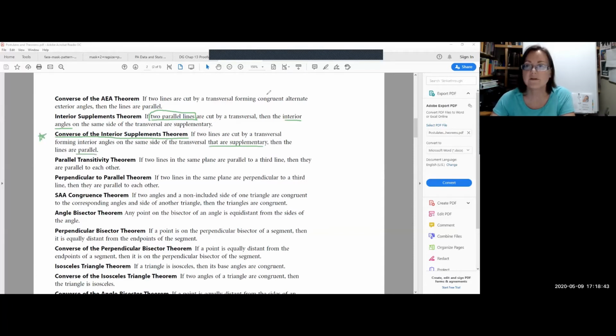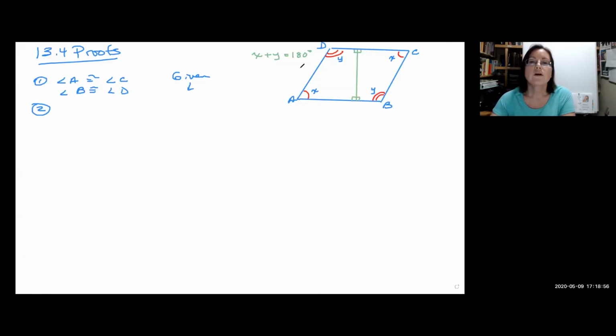This is one we haven't used very much, if at all, up to this point. So it's really going to be more about using this with quadrilateral proofs. Okay, so I'm going to go back over to the whiteboard here, and we're actually going to look at that idea as we're going through this proof.